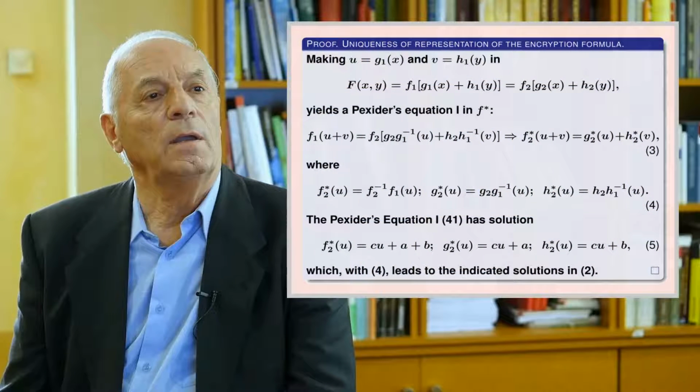Letting U and V be the indicated values in the first line and replacing them into our functional equation, repeated in the second line for convenience, we get the indicated Pexider's equation, where the asterisk F2, G2, and H2 are the indicated functions. The Pexider equation 1 will be analyzed later in this lesson and has the solution in equation 5, which replaced into expression 4, after some simple manipulations based on the concept of inverse functions, leads us to the solutions.